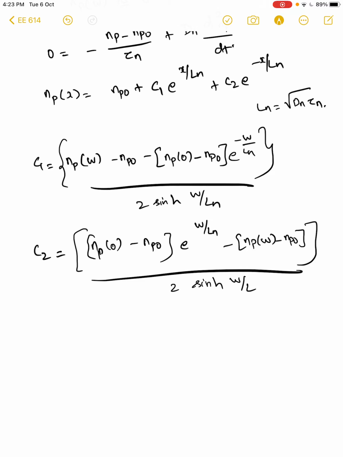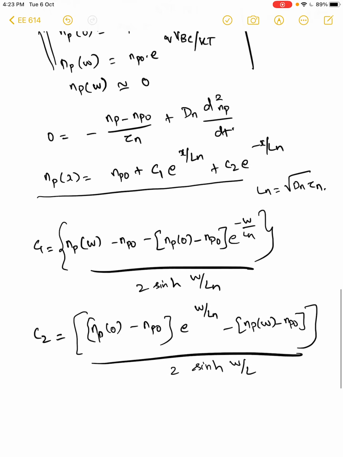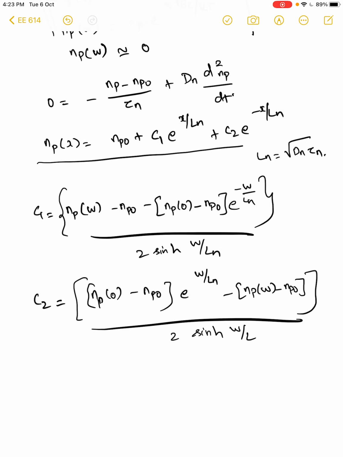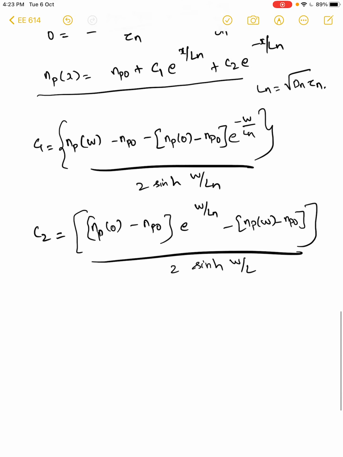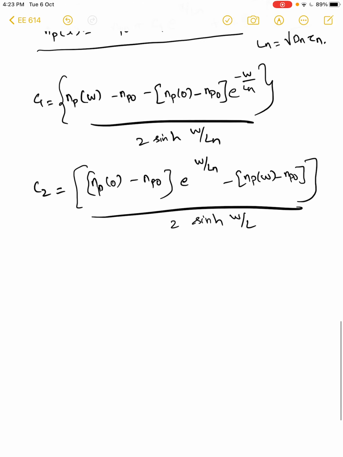So if we substitute these two things into this equation, you will get the overall minority carrier distribution in the base, right? And we can actually calculate the current. I understand these equations are big. We will get more intuitive feeling into what these things tell us when we see the current, right?